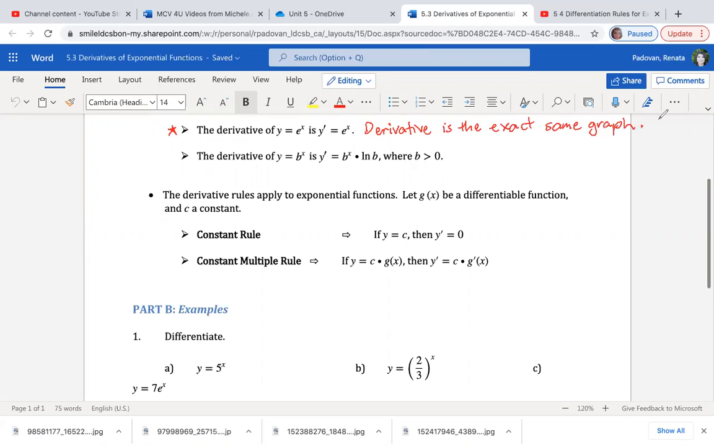Okay, and then here's something new for today. The derivative of an exponential growth or decay, so just a base of b, right? So the derivative of y equals b to the power of x. To get the derivative of that, I copy out the b to the power of x, but then I multiply it by ln b, and b has to be greater than 0. So ln of b is a constant.